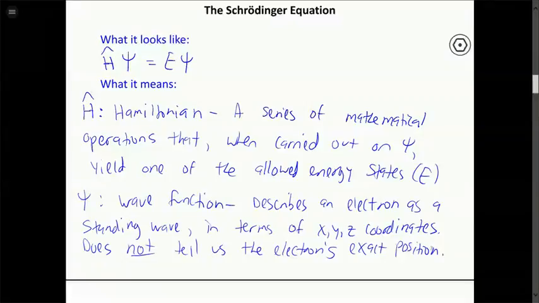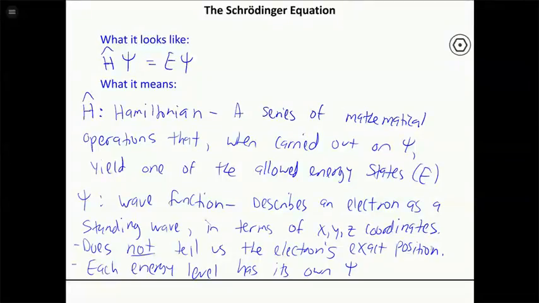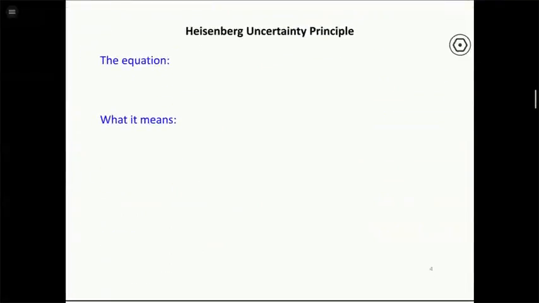And then each energy level in the atom, and we're going to talk about the different energy levels in atoms, has its own associated wave function. So the ground state is going to have its own wave function. Any excited state, which is a higher energy state, is going to have a separate wave function. But the point is, the wave function does not give you an exact position. The reason for this, which is another early idea of quantum mechanics, is the Heisenberg uncertainty principle.